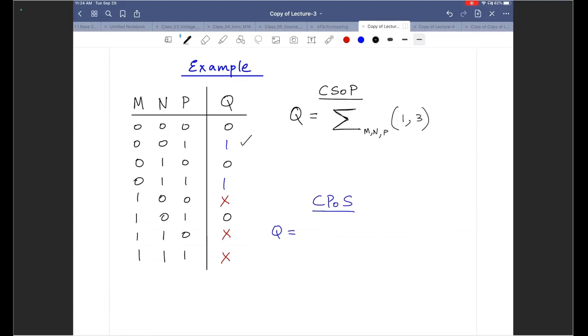But I cannot forget the don't care situations. So what I'm going to say is plus don't care situations at 4, 6, and 7. So those 3 go here, and those 2 go here.